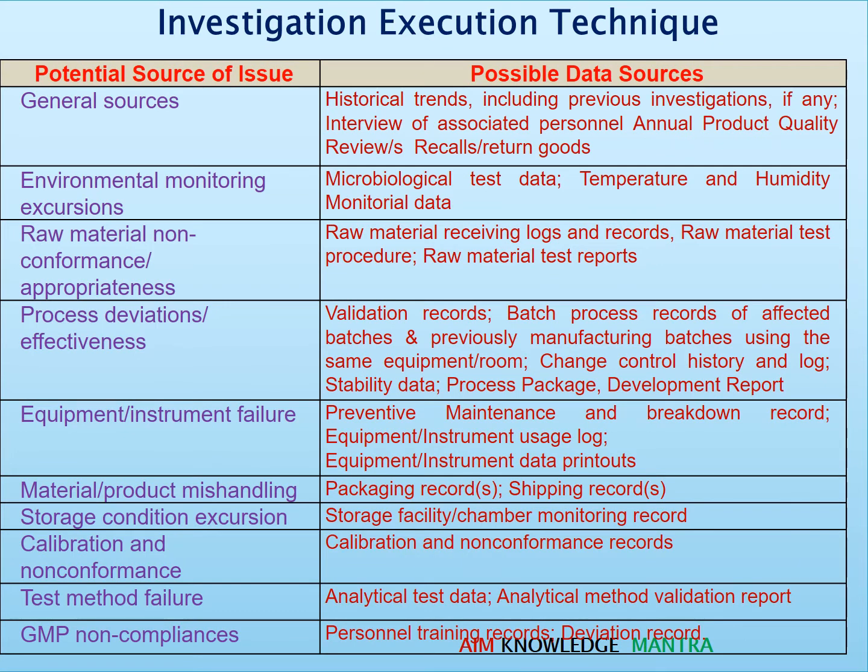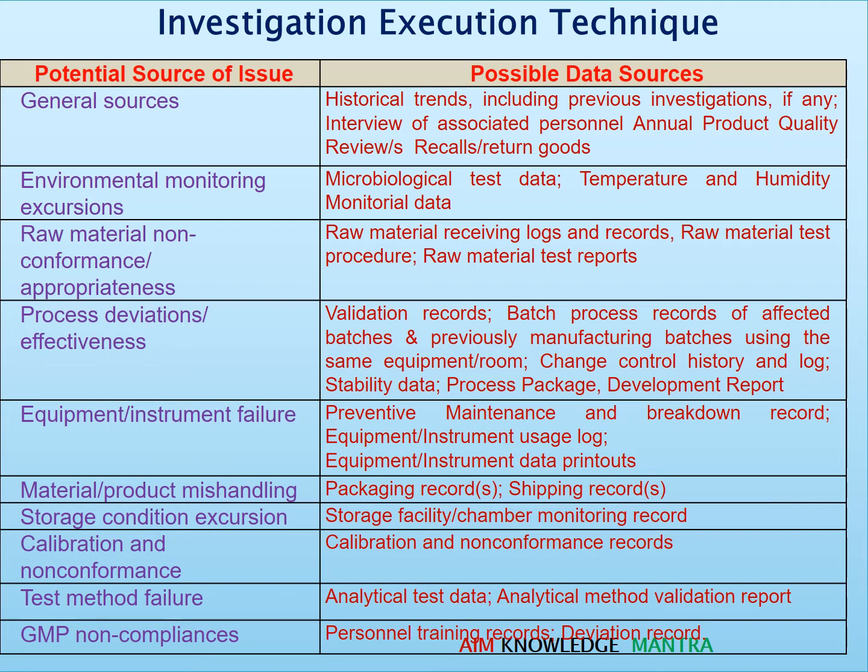Investigation execution technique. Potential source of issue. Possible data sources. General sources: historical trends, including previous investigations, if any, interview of associated personnel, annual product quality review, recalls, returned goods. Environmental monitoring excursions: microbiological test data, temperature and humidity monitoring data. Raw material non-conformance/appropriateness: raw material receiving logs and records, raw material test procedure, raw material test reports.